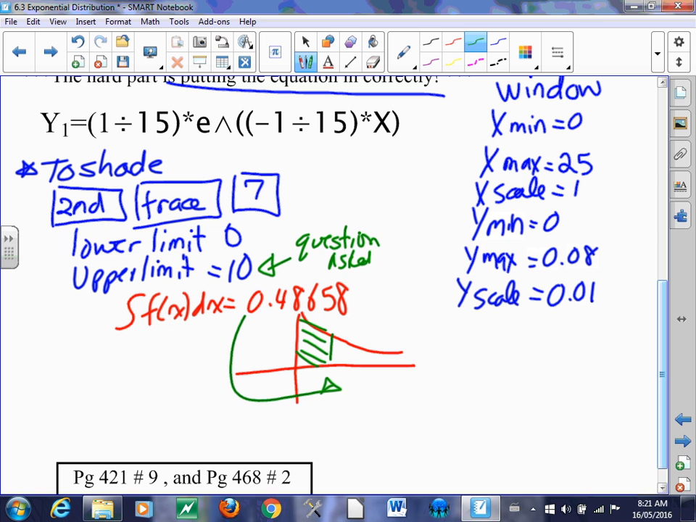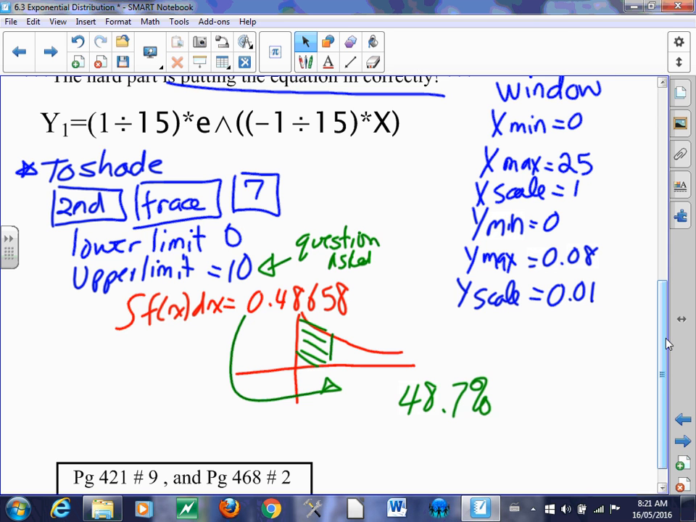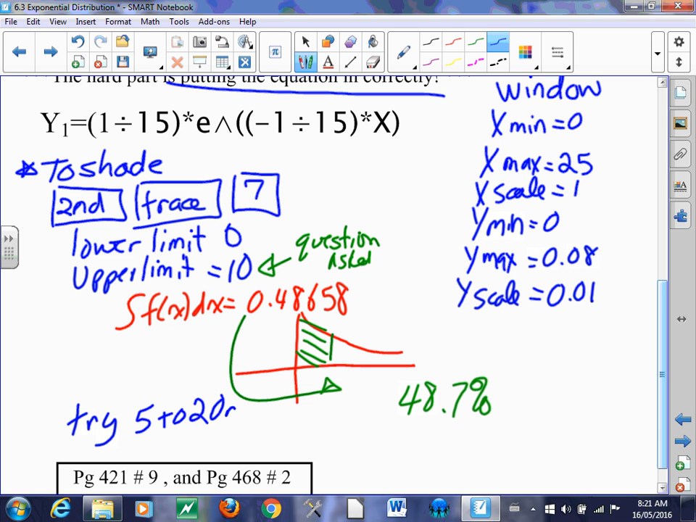Okay. So what does that tell you? It tells you 48.7%, or you could say 49 here. Pretty accurate. If you have a second, folks, try to find the probability that someone could pass away between 5 to 20 minutes, and see if you can get that shaded in. Okay, so what we want to do is have your lower limit as 5, your upper limit as 20, and it should look like this where the shade is somewhere in the middle. Try it, and hopefully you get around a 45% chance.